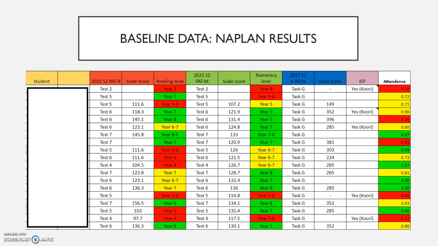NAPLAN results for this class provided baseline data to inform my initial understanding of the Year 8 cohort. It shows their range of numeracy and literacy capabilities as measured during their Year 7 NAPLAN test, which range from level 2 to level 8.